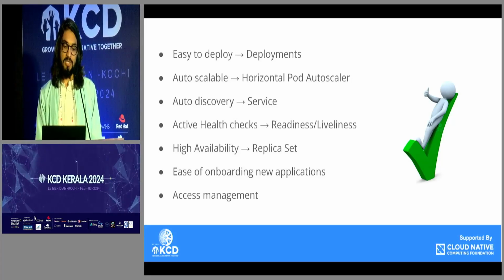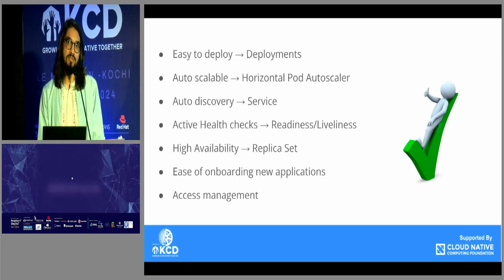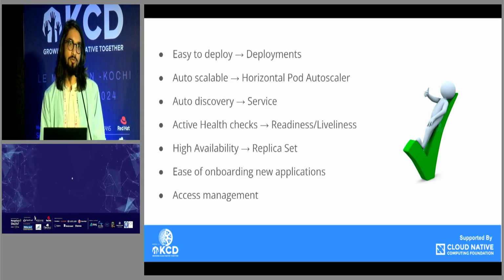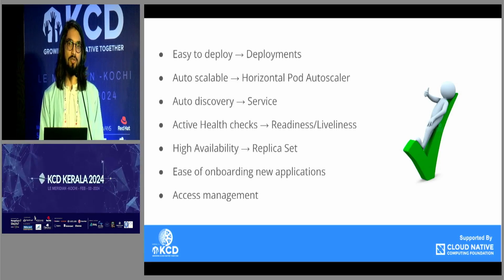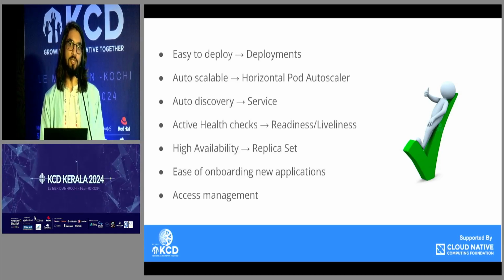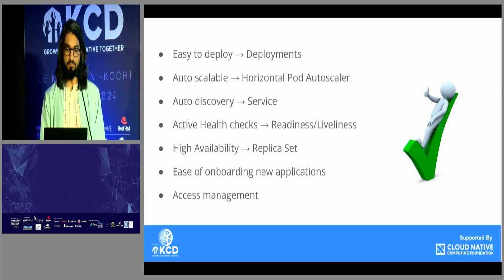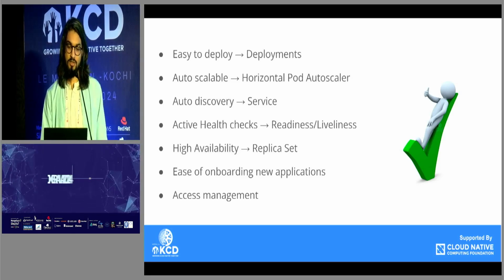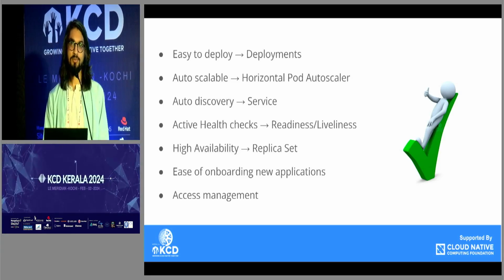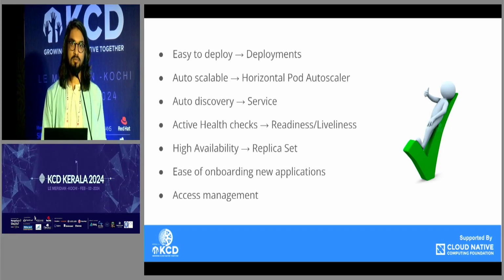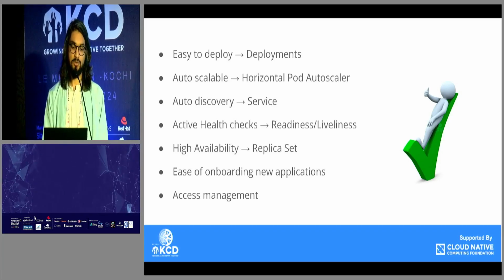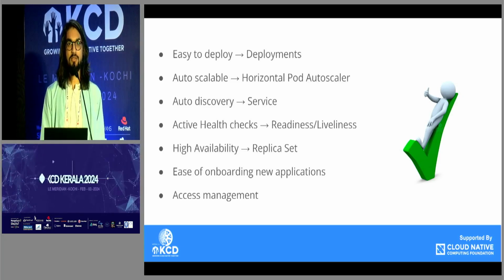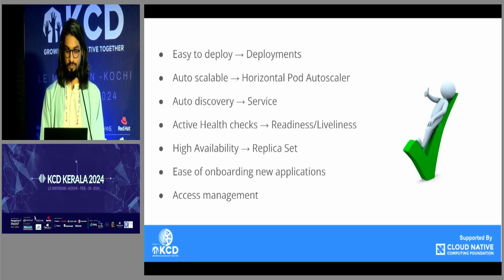Then high availability is achieved by your replica sets. So it makes sure that, let's say you want 50 backend services running for your app A, 50 of them are running healthy. Check for high availability. It also has ease of onboarding new applications. You just need to write your deployments, services, ingress, config map, and you would be done with it. And it has access management that we can talk about.